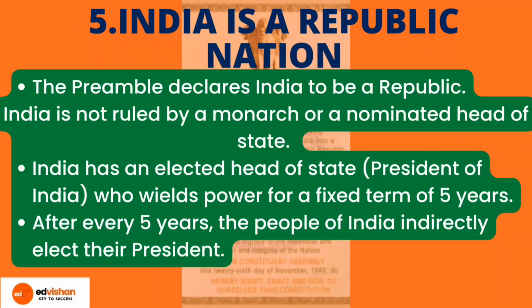Number 5. India is a republic nation. The preamble declares India to be a republic. India is not ruled by a monarch or a nominated head of state. India has an elected head of state, that is the President of India, who wields power for a fixed term of 5 years. After every 5 years, the people of India indirectly elect their president.